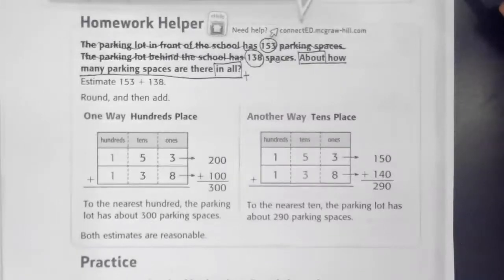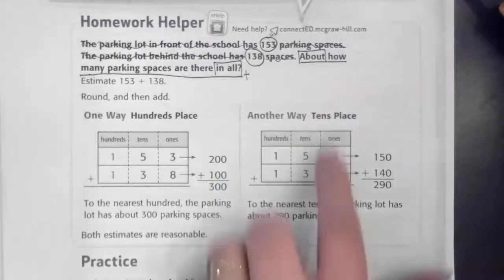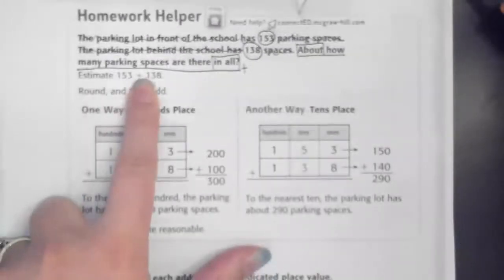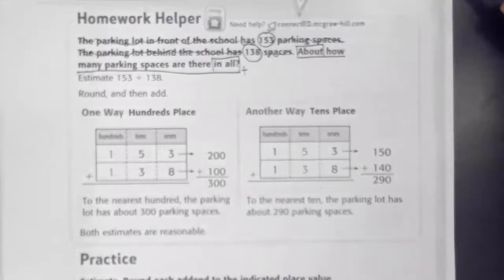Now I know that the numbers I'm going to be adding, because in all tells me I'm going to add, are 153 and 138. And about tells me that I need to round. So I'm going to round or estimate 153 plus 138. One way I can do that is to round to the hundreds place. Depending on the question, I would choose which place value to round to. In this example, we are looking at both as an option.